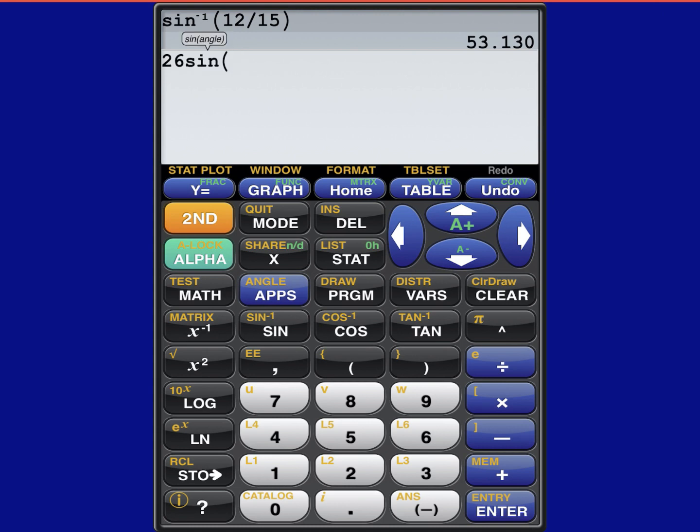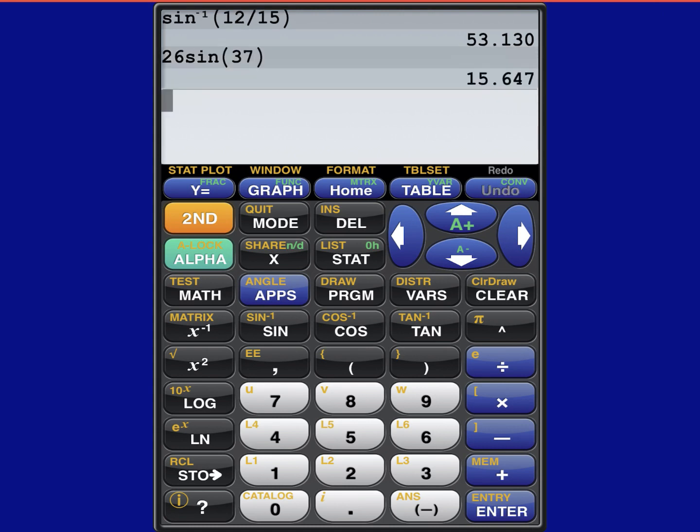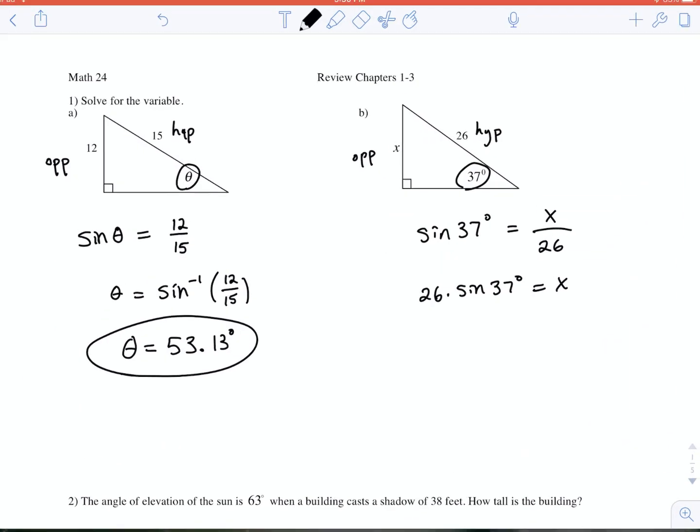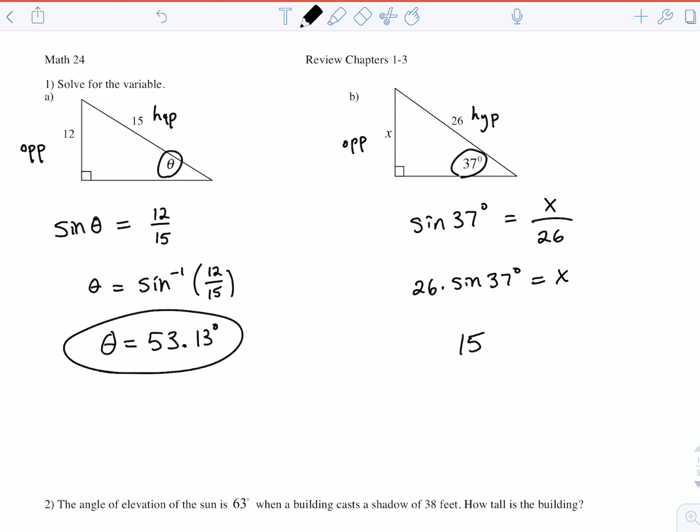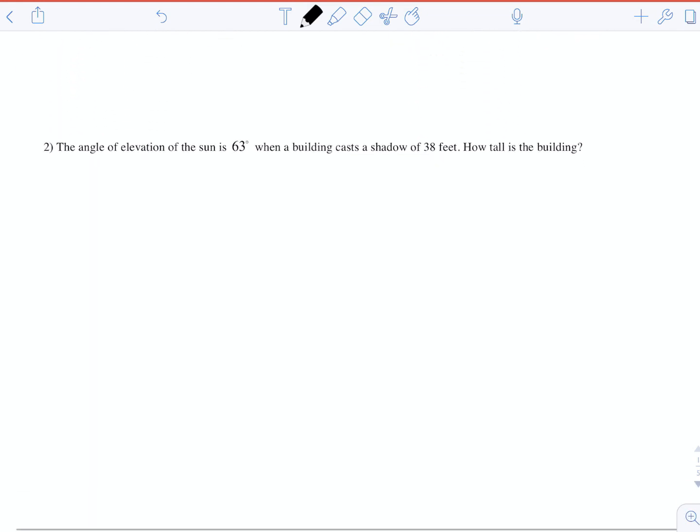26 sine of 37, and that is 15.647. So 15.647 is x, and that is all I need to do on that one. Then on to this little word problem right here.